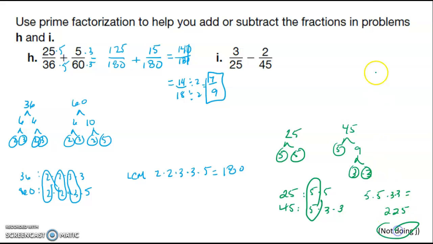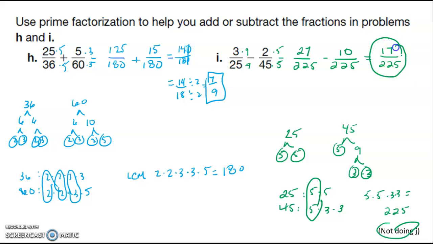225. And obviously we're not doing I or J, whatever that is. I guess I'm doing I right now. Okay, so 25 goes into 225 9 times? I was right. Okay, so that's times 9, so this is 27. 45 goes into 225 5 times. So that's times 5, so that's 10. 27 minus 10 is 17 over 225. 17 is prime, so that's your answer, and that's it.